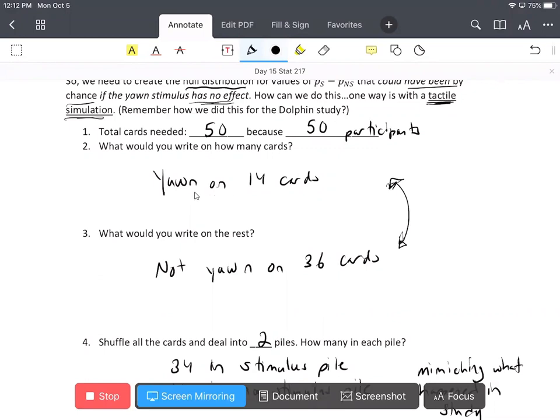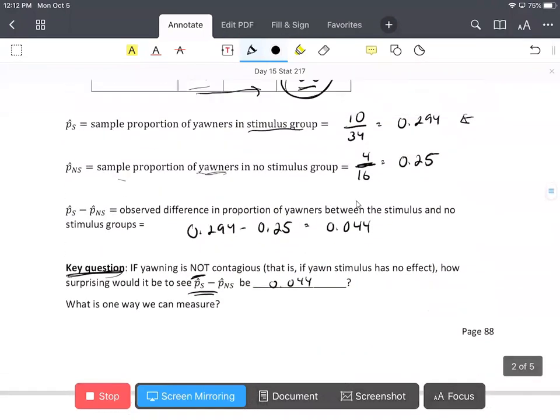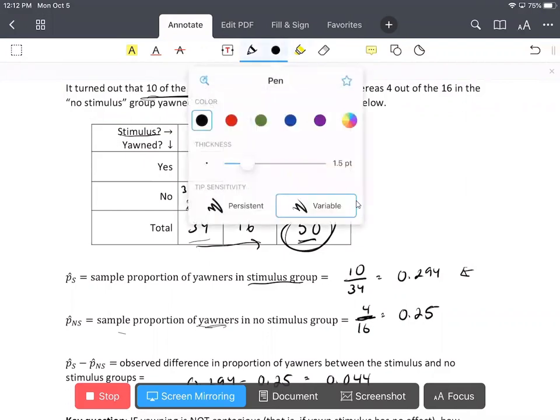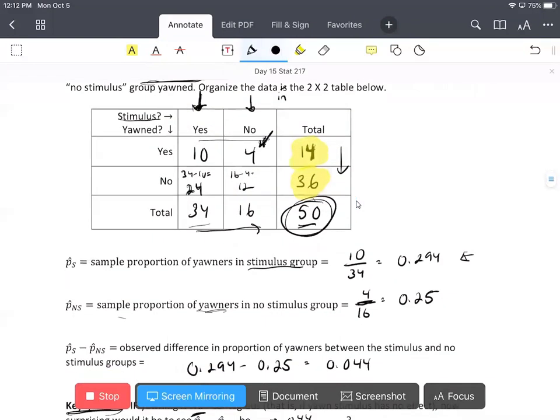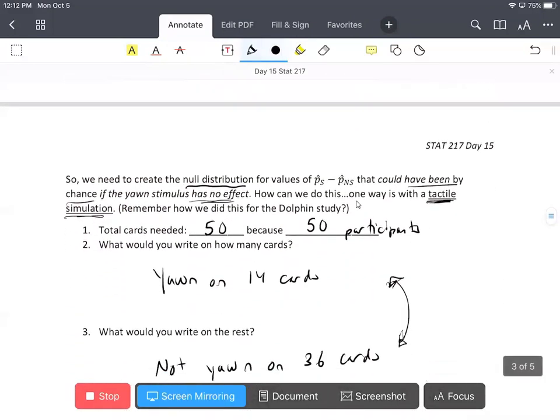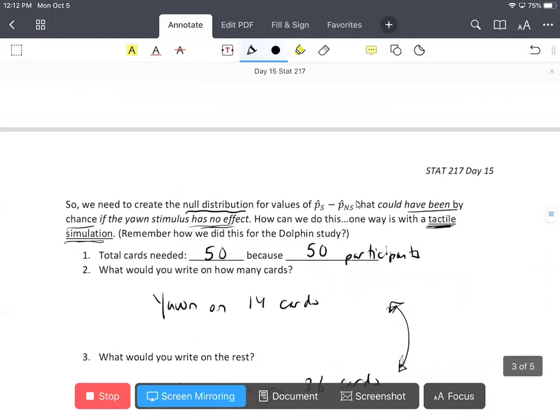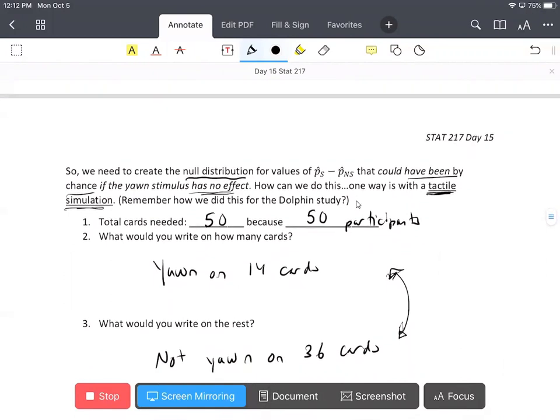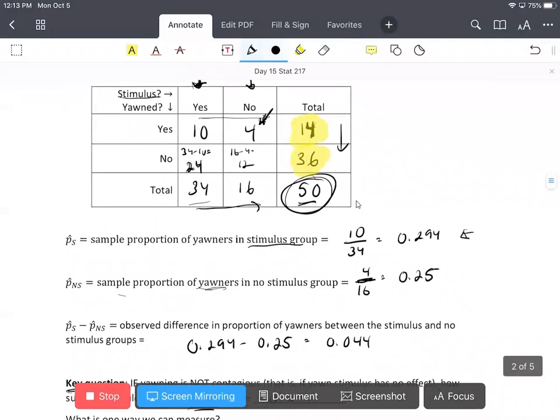But what you want to do is write yawn on 14 cards. Well, how did I know that? That's because I went up here and said, okay, I need 14 yawns and 36 no yawns. And hopefully you all agree with that, because we're looking at the totals right now. Out of the study, there were 14 total people who yawned, regardless of the stimulus, whether there was stimulus or no, and 36 who did not yawn. And we wrote those on the cards, and that's where we get those numbers from.